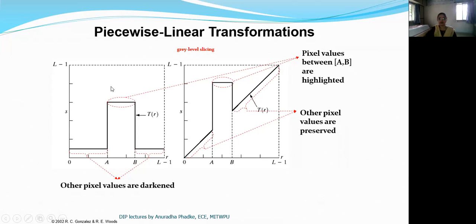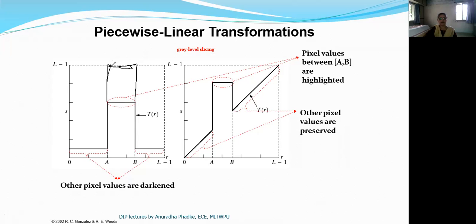Okay, and in most of the cases, this bright value is L minus 1. So instead of here, your graph will be here. Okay, so it takes the value L minus 1, as shown here.